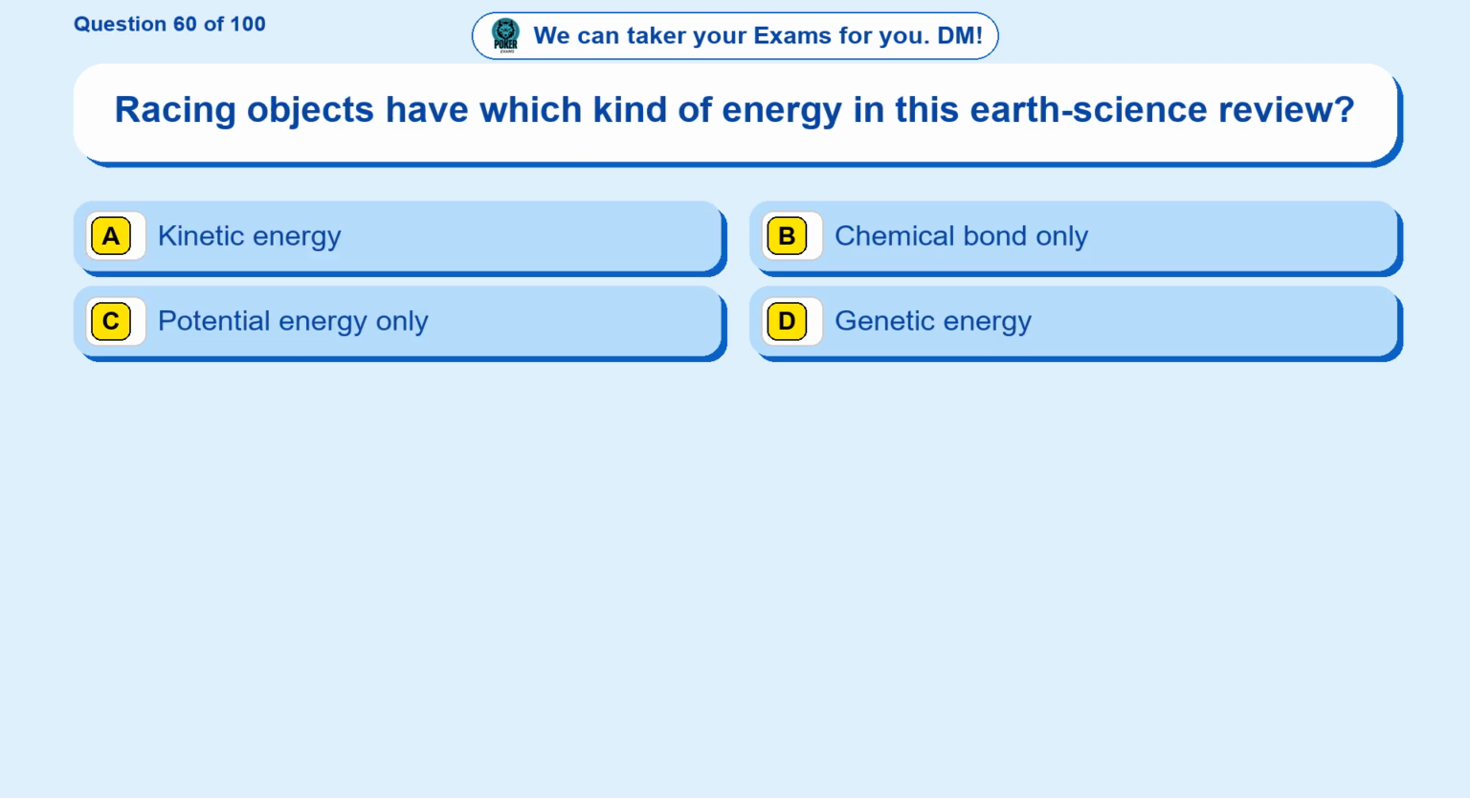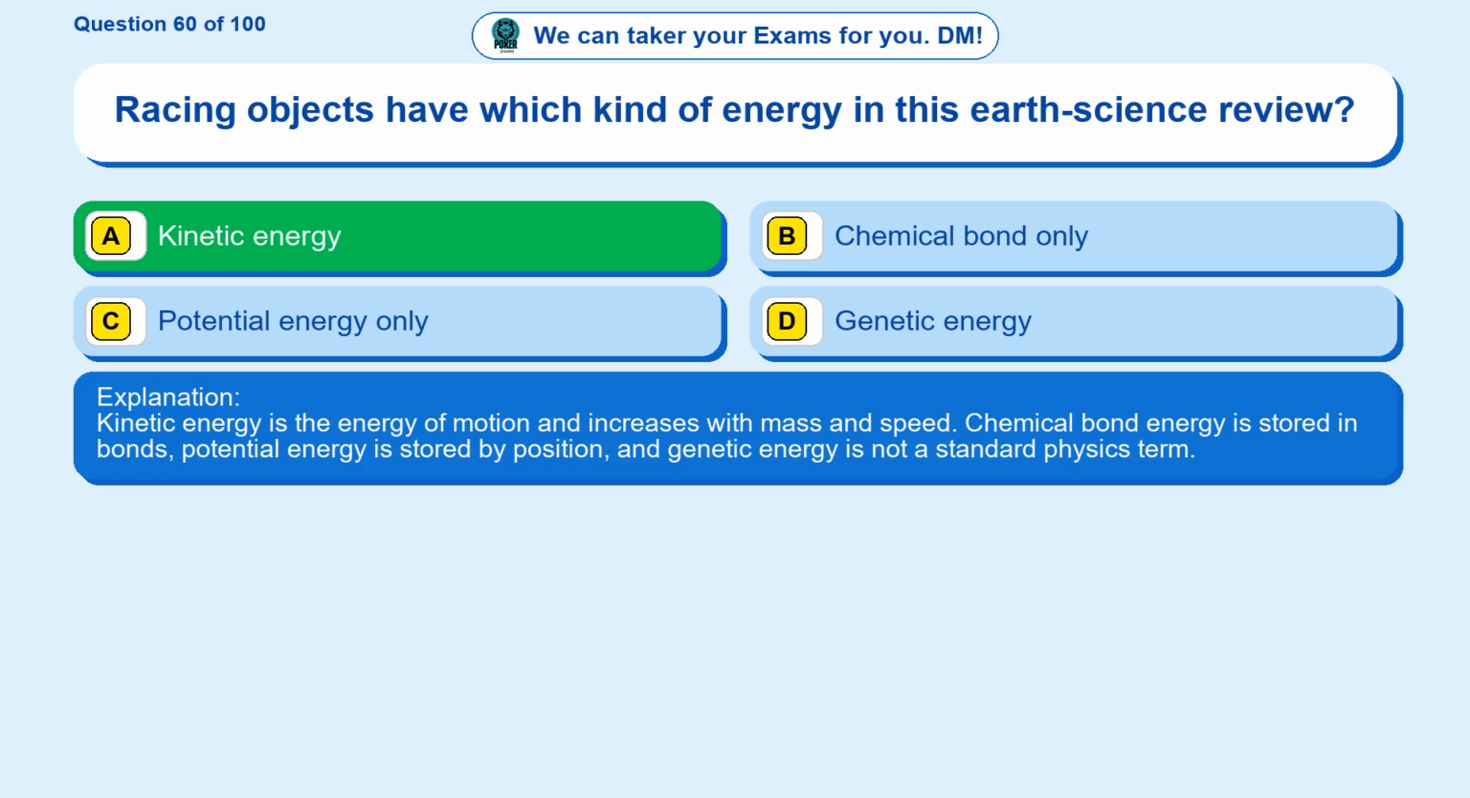Question 60. Racing objects have which kind of energy in this earth science review? Option A, kinetic energy. Option B, chemical bond only. Option C, potential energy only. Option D, genetic energy. The correct answer is option A, kinetic energy.